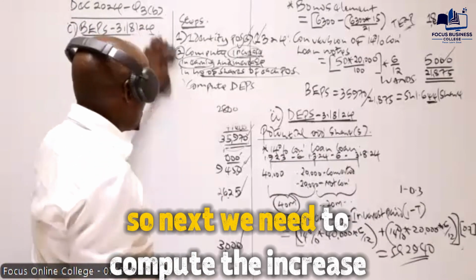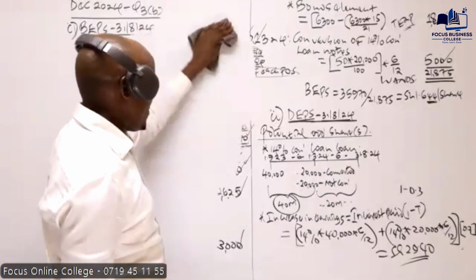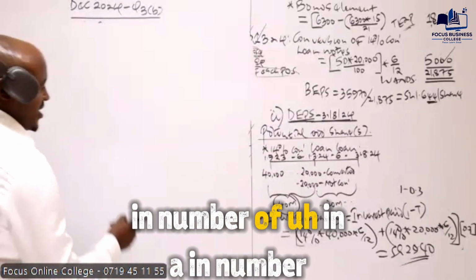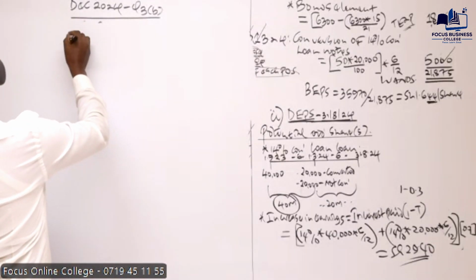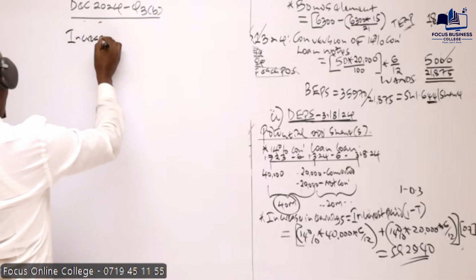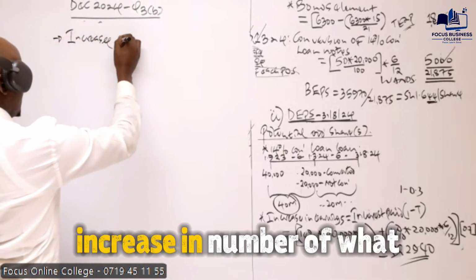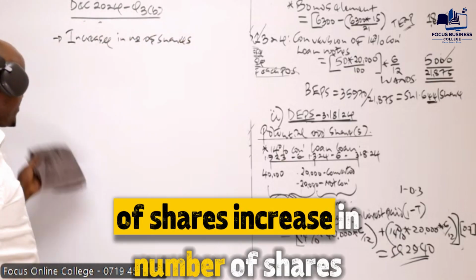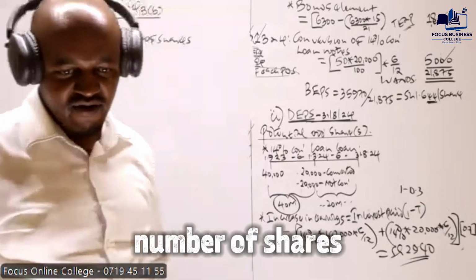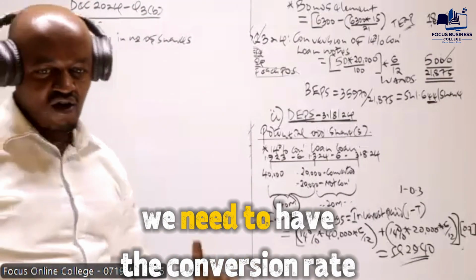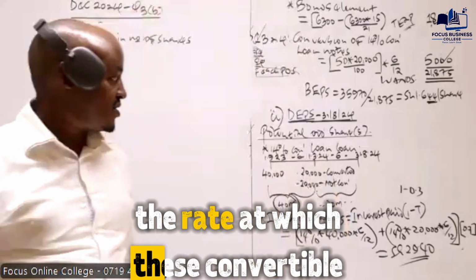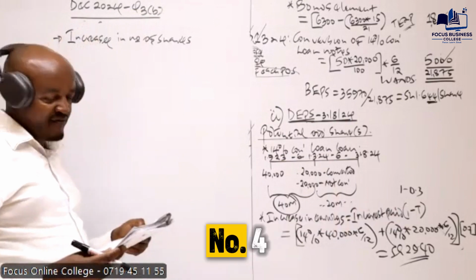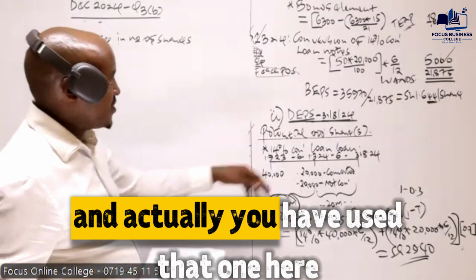Yes. So next, we need to compute the increase in what? In the number of shares. Increase in number of shares. So how do we compute the increase in number of shares? Now, for us to compute this, we need to have the conversion rate. The rate at which these convertible notes are supposed to be converted into ordinary shares. That conversion rate, we have it in note number 4, the percentages. And actually, we have used that one here.